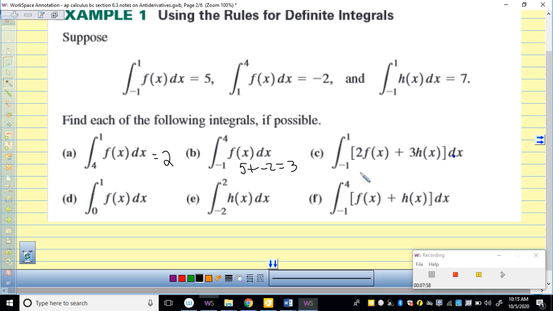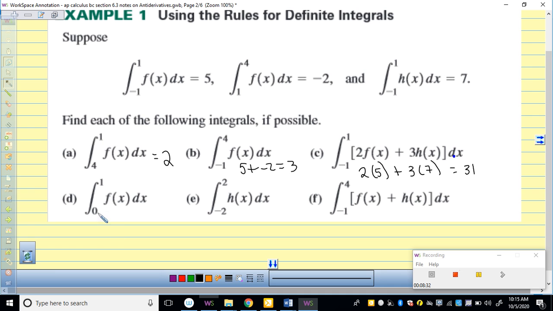Okay, let's see if we can do this next one. The area under the curve from negative 1 to 1 of 2 times f of x. Well, I have area under the curve from negative 1 to 1 of f of x, so this looks like 2, the constant can be pulled in front, times 5, plus the area under the curve from negative 1 to 1 of 3 times h of x. Well, I have the area under the curve from negative 1 to 1 of h of x, so this looks like 3 times 7. So 10 plus 21 is 31. We have enough information to find that one.